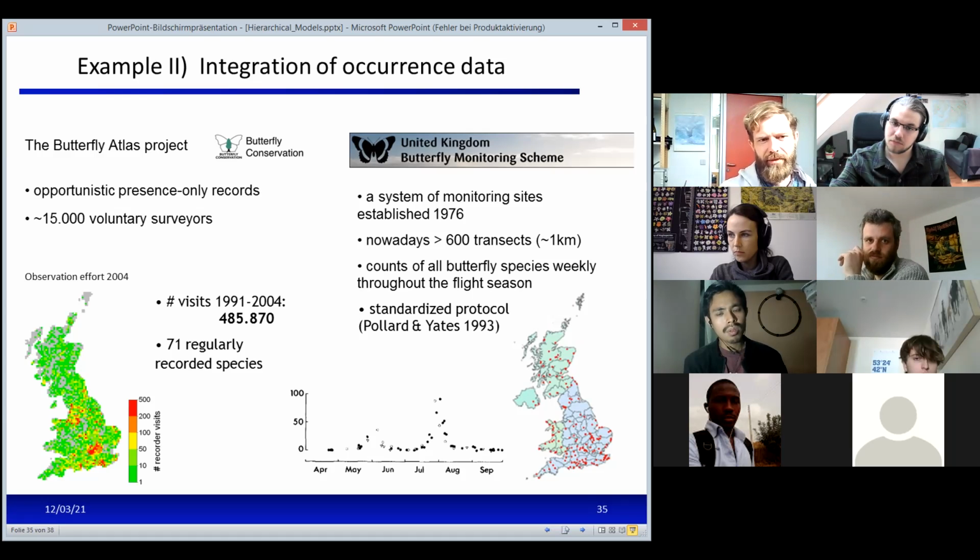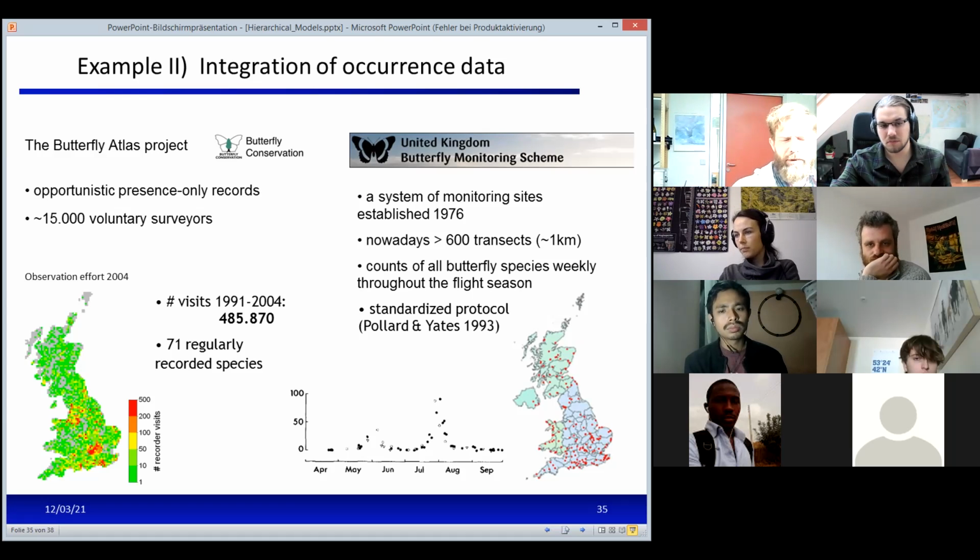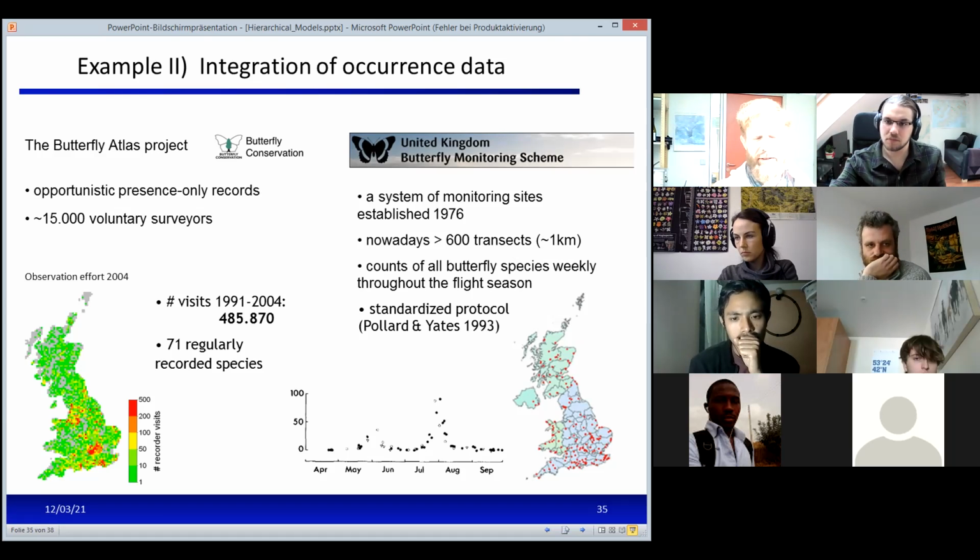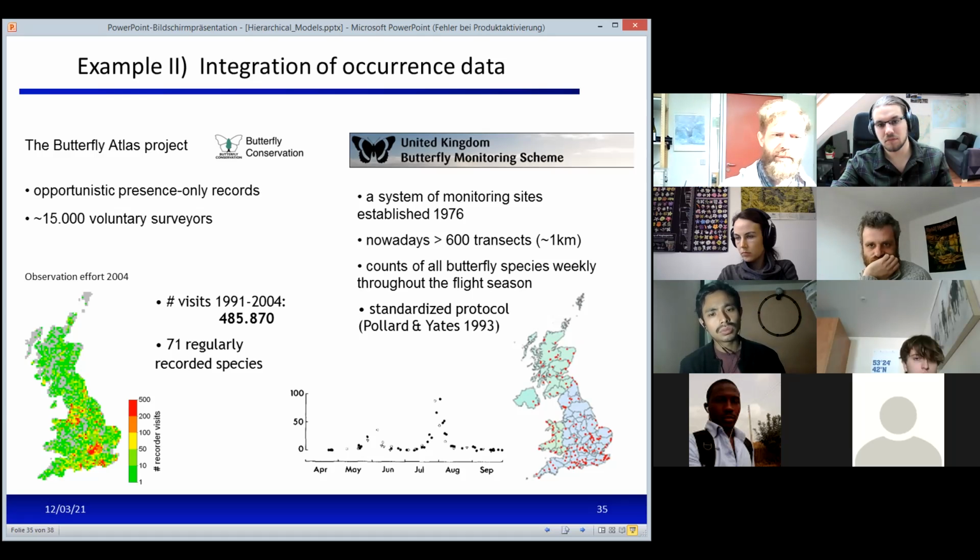And then the second data set is the UK Butterfly Monitoring Scheme, which is a system of monitoring sites where, since the 70s for most of them, some were established later, on transects of about 1 kilometer, in each week during the flight season of these butterflies, counts are conducted to a standardized protocol. These transects are walked, and all the butterflies occurring are counted, and this is repeated basically each week. So it's a high quality data set on the variation of local abundance on these transects.